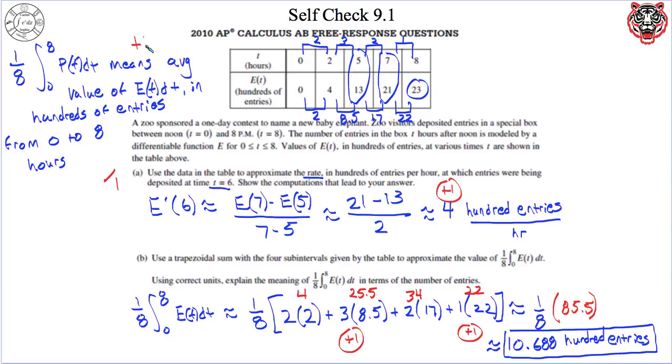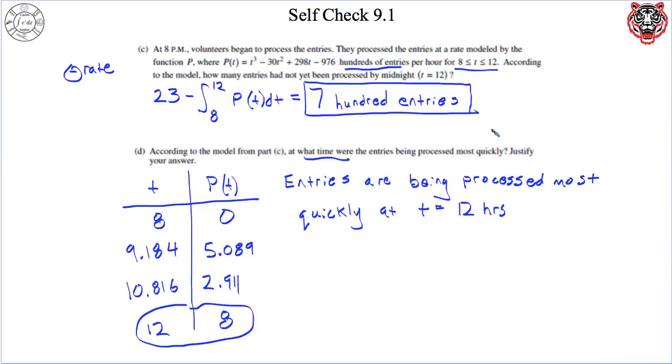So that's another +1 if you have the explanation. You really need average value. That's the key thing here. It doesn't mean total. All right, so that problem was out of 3, and part C is going to be out of 2 points. You get 1 point if you have this integral, so +1 there, and then you get 1 point if you got the answer of 7.